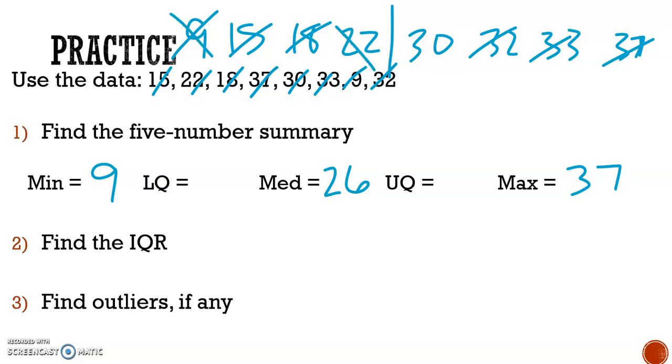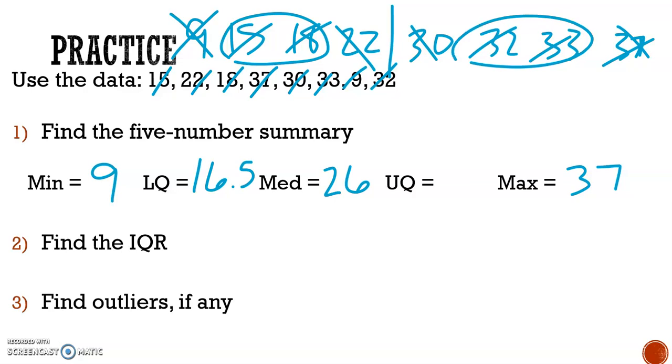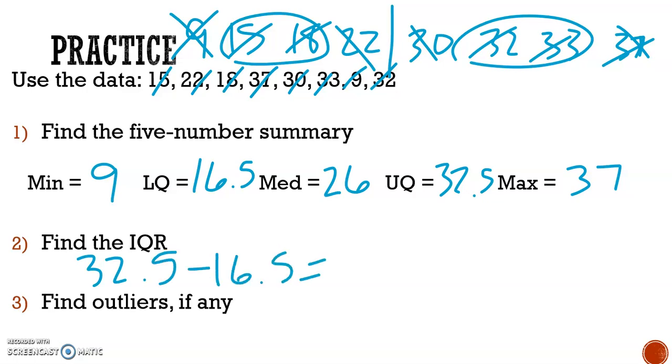So crossing off in the other direction, I see I have two middle numbers, so I am going to add that up and divide by 2. That gives me 16.5. And my upper quartile, add those up and divide by 2. That gives me 32.5. My interquartile range, my IQR, is just taking the 32.5, the upper quartile, and subtracting the lower quartile, which gives me an answer of 16.